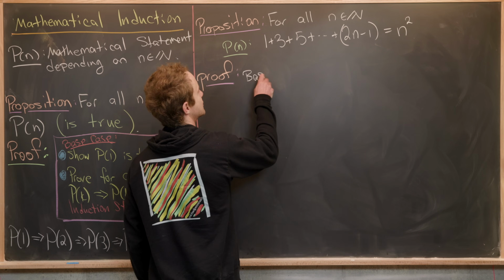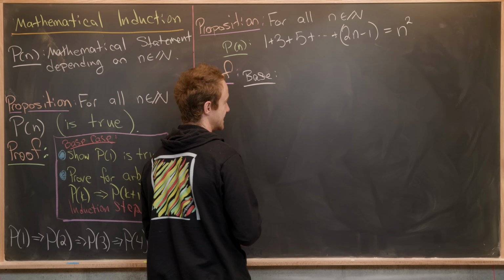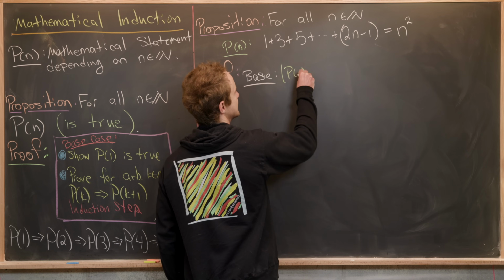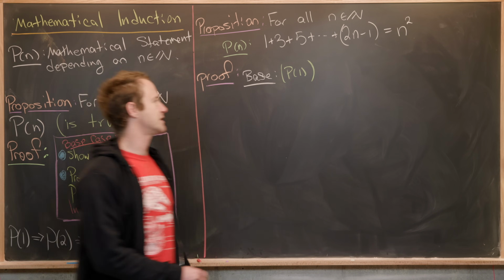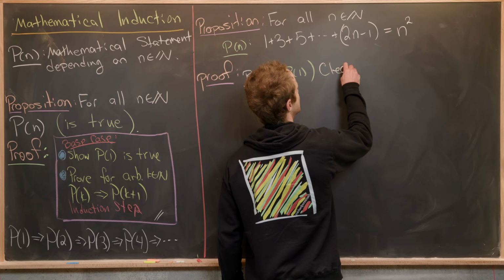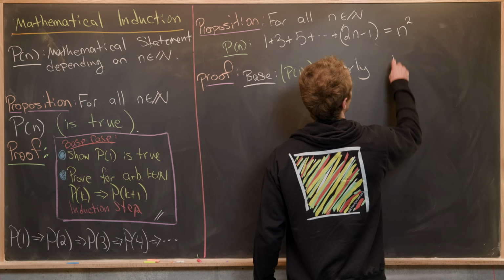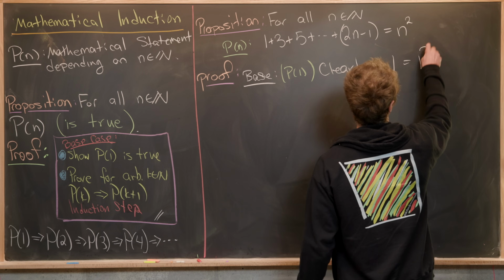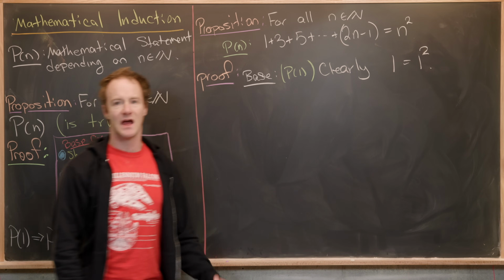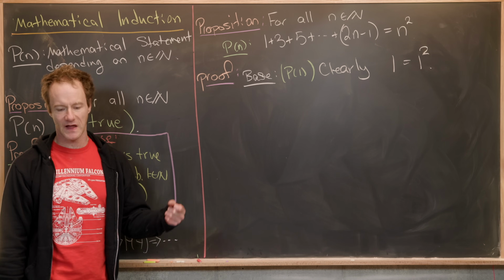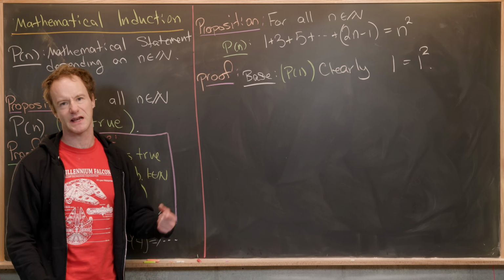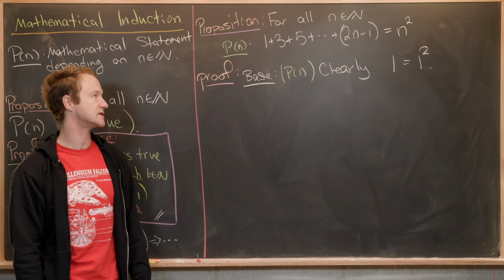I'll first start off with the so-called base case, which, like I said, is establishing the truth of P1. Notice this is clearly true because we have 1 equals 1 squared. And that's exactly what you get for this first statement. And like I said, a lot of times these base cases are very, very simple calculations.